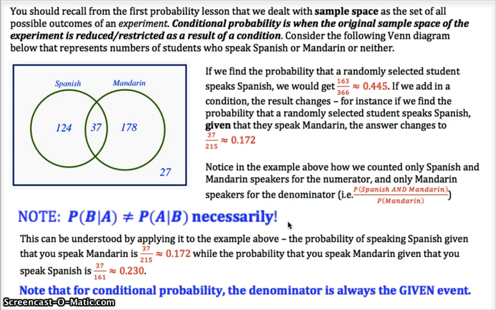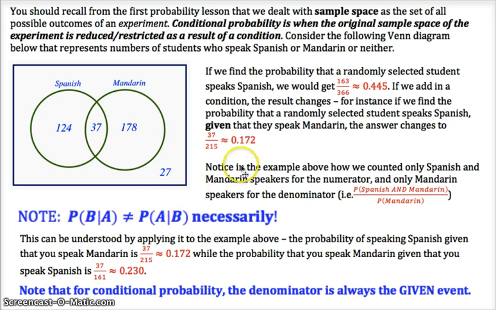All right, there's a lot of words on this panel. Sorry, I didn't know where to divide this when I went to make this into a video. I wanted to keep it all kind of accessible at the same time. So sorry for that. You should recall from the first probability lesson that we dealt with sample space as the set of all possible outcomes. Conditional probability is when the original sample space of the experiment is now just that thing that's after the slash. Like we were talking about on the last page, it's B given A, so it's just the A part.